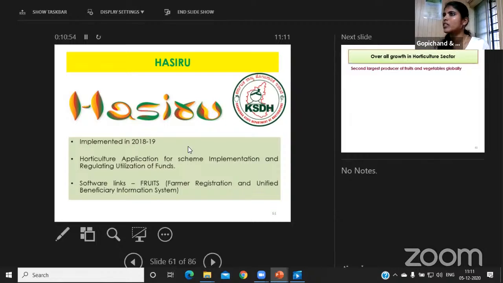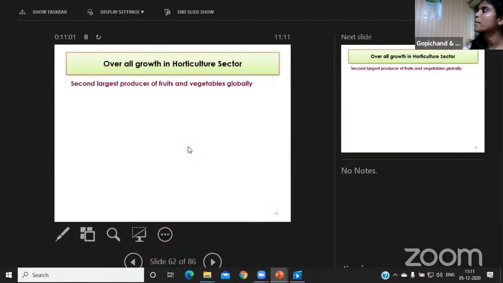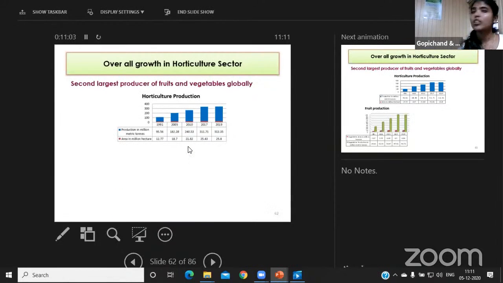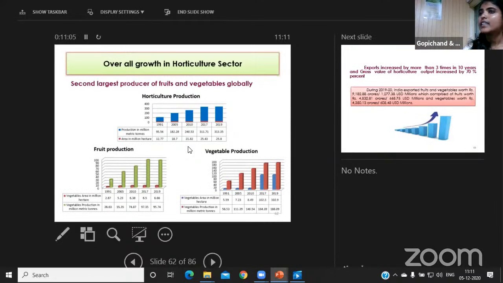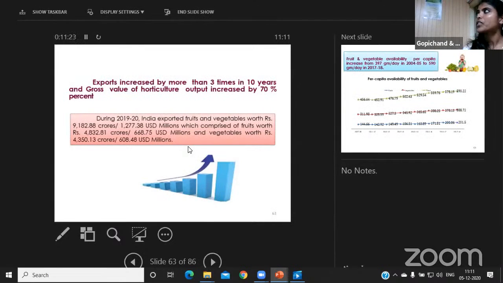So the government will get complete data regarding beneficiaries and also the subsidy amount transferred to the beneficiary. And overall growth in the horticulture sector, India has been developed as the second largest producer of fruits and vegetables globally. The production has increased from 95.56 million metric tons to 313.35 million metric tons. Fruit production also increased, vegetable production also has increased. And exports increased more than 3 times in 10 years.